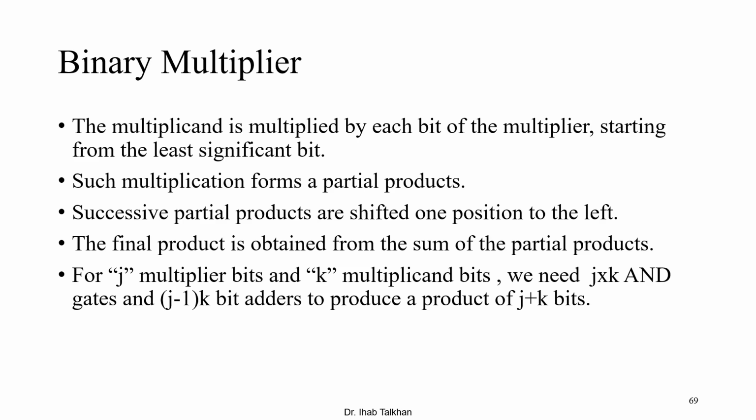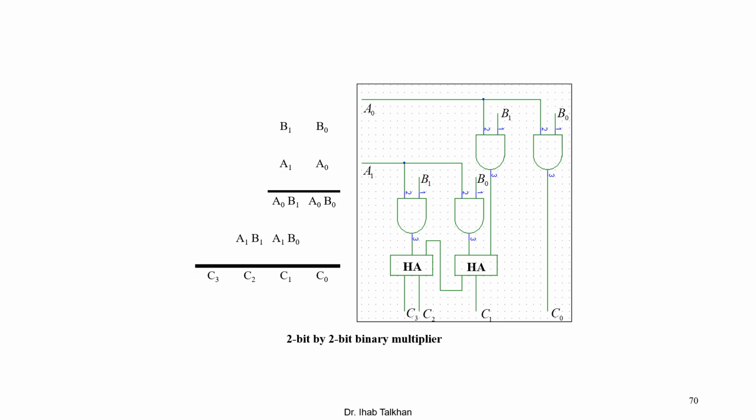For J multiplier bits and K multiplicand bits, we need J times K AND gates and J minus 1 K-bit adders to produce the product of J plus K bits. This is actually mentioned here in words, but I'm going to show you in the next slide, which will be more understandable by graphs. In this slide, we're going to show you how to build a binary multiplier. Actually, a binary multiplier is very simple.